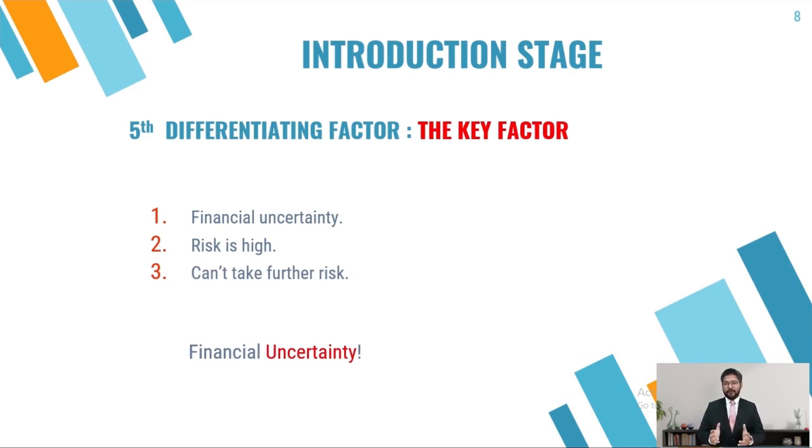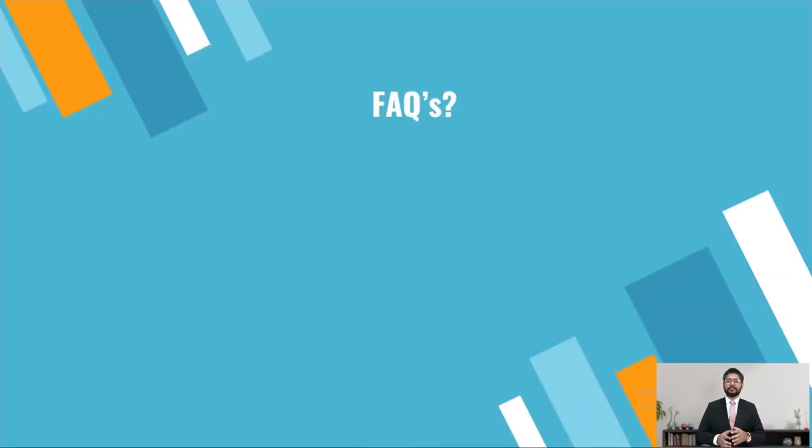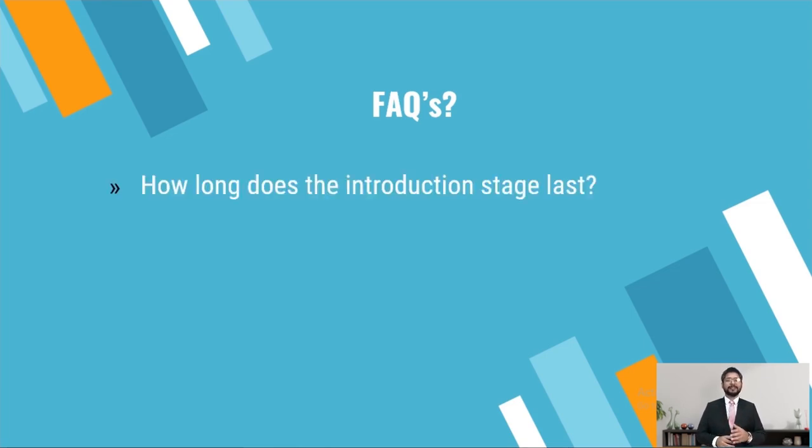Alright, so now you have recorded the score for all the 5 factors in the introduction stage. Now sum them up and write down the total score in the respective box that you will see in the assignment sheet. Now let's discuss some frequently asked questions about the introduction stage. So first question, how long does the introduction stage last? In the majority of cases, it is between 1 to 3 years. In some cases, it can be as small as just 1 year and it can also extend till 5 years.